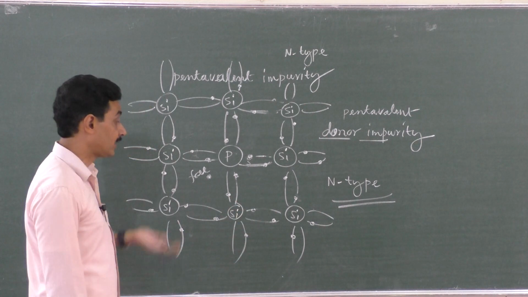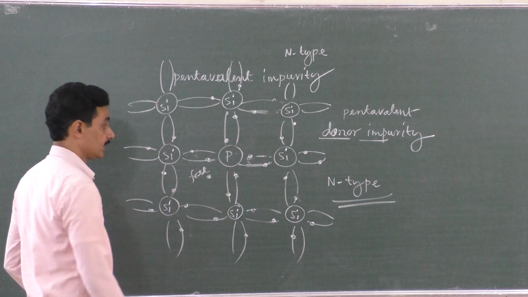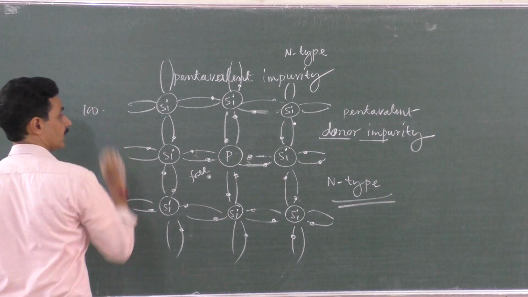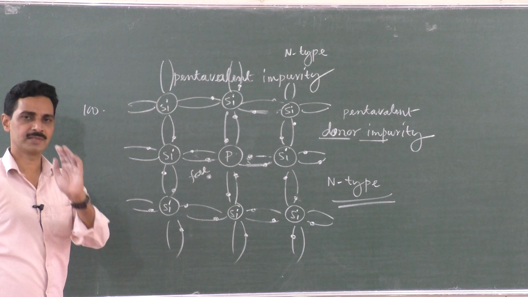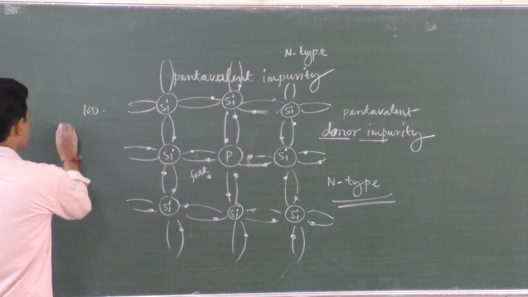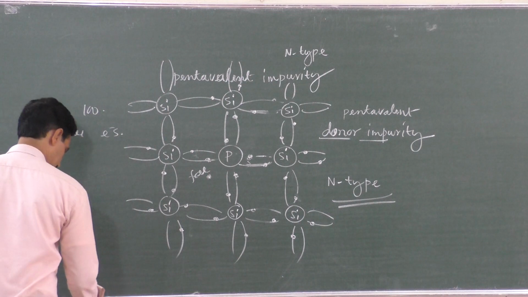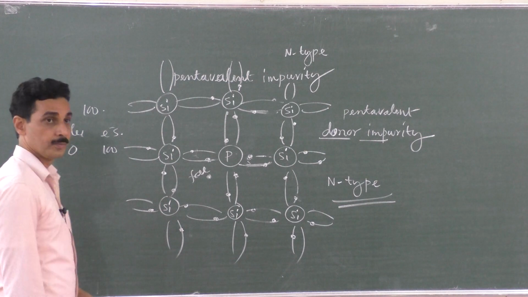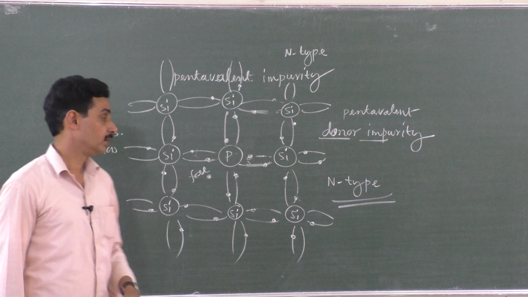Now at room temperature, as I was explaining yesterday, there may be 100 doped phosphorus atoms. Say a simple number I will take, 100 doped phosphorus atoms inside the silicon. Then how many holes are produced? How many electrons are produced? 100 electrons, no holes. Because doping of pentavalent impurity doesn't produce holes.